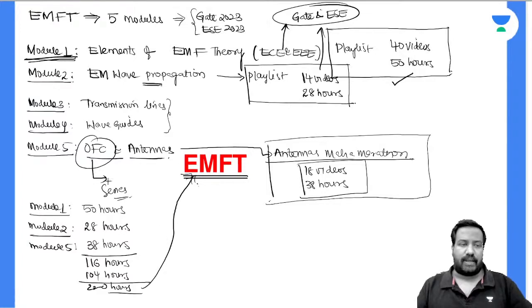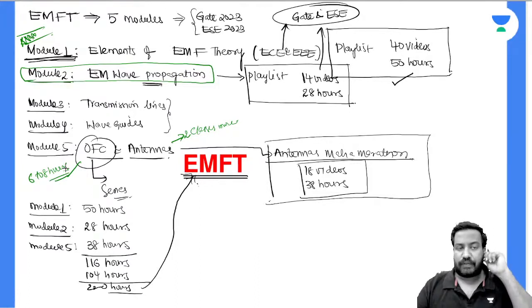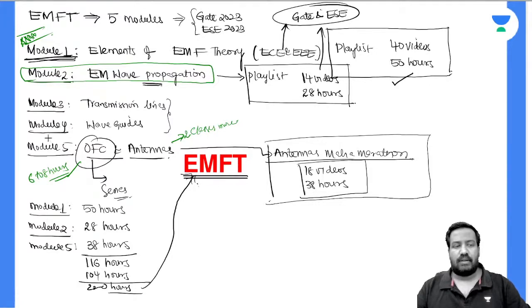In a couple of sessions, we'll complete EM wave propagation. This module will also be completed in a couple of sessions. This is already done. Here, if I take 2 more classes, antennas will be done. And in 6 to 8 hours of sessions, OFC will be done. First, I'll try to finish off these small residual parts so that the content is fully available for module 1, module 2 and module 5. Then we can happily start 3 and 4 parallelly.